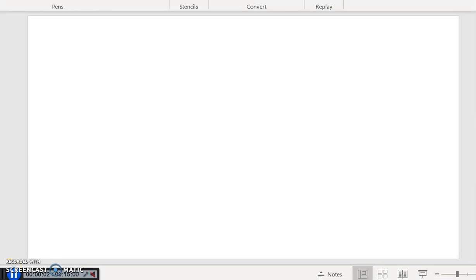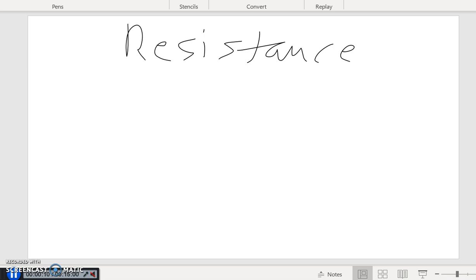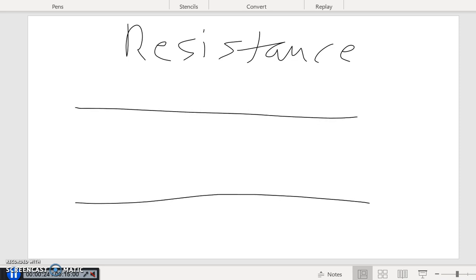We now want to talk about resistance in a little bit more detail. Resistance occurs any time the flow of the charges is impeded. Now, there is some natural resistance within a wire.